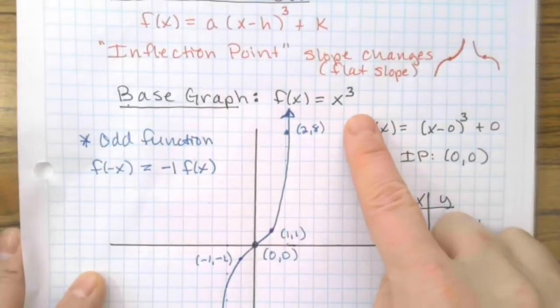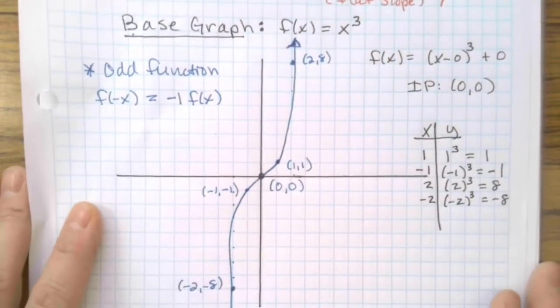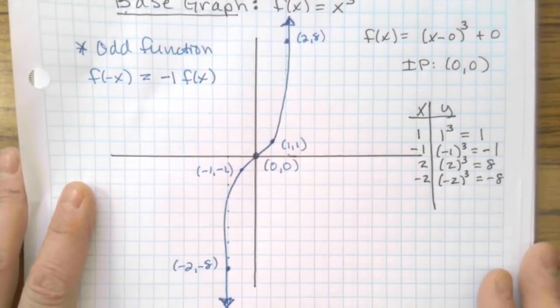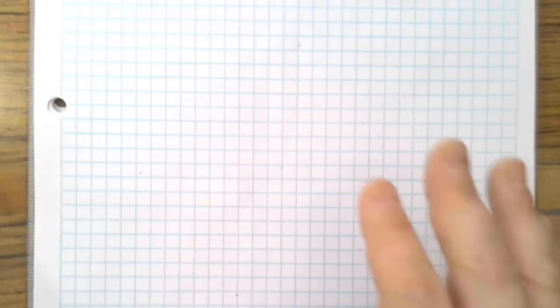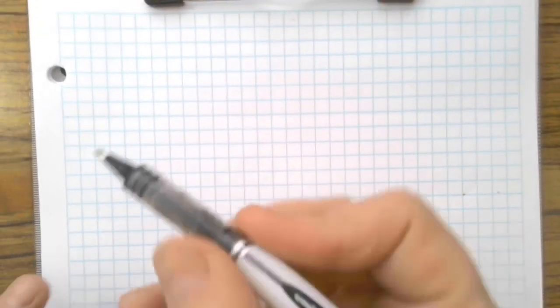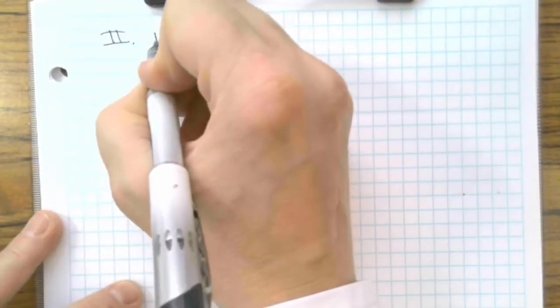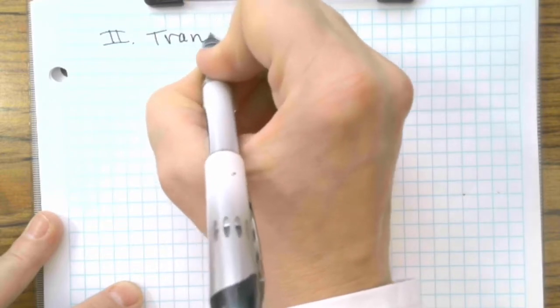Now once you've done transformations to it, it may or may not still be an odd function, but the base function is definitely odd. Okay, so that's your basics on graphing. Now let's go to transformations. So Roman numeral 1, Roman numeral 2, transformations.